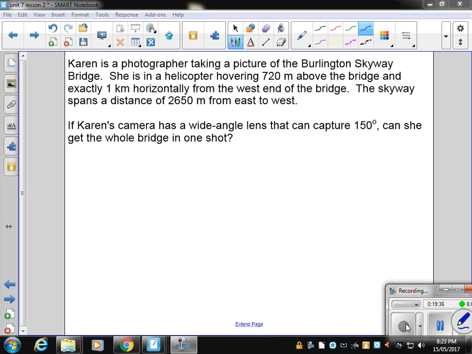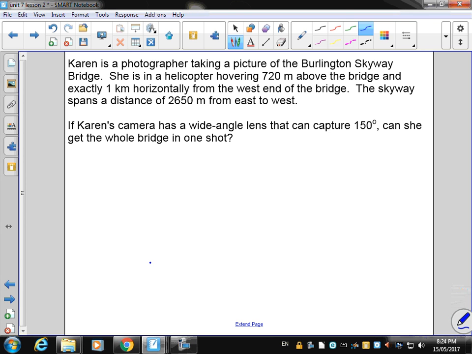Karen is a photographer taking a picture of the Burlington Skyway Bridge, and I cannot think of a place I hate to drive more in this world. She is in a helicopter hovering 720 meters above the bridge and exactly 1 kilometer horizontally from the west end of the bridge. The Skyway spans a distance of 2,650 meters from east to west. If Karen's camera has a wide-angle lens that can capture 150 degrees, can she get the whole bridge in one shot? So let's draw the Burlington Skyway Bridge, and we're going to make it less fearsome than it actually is.